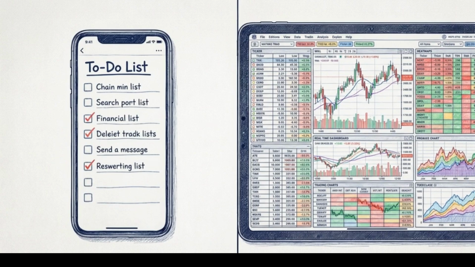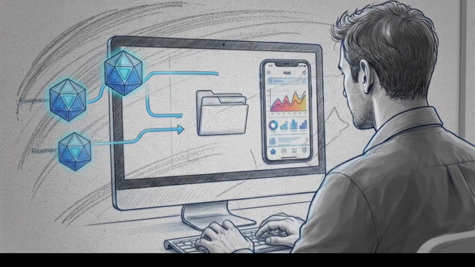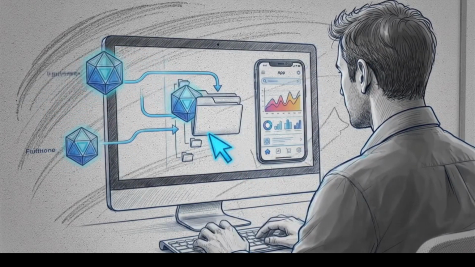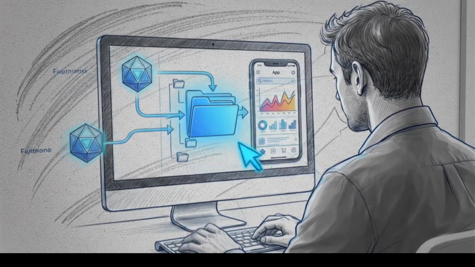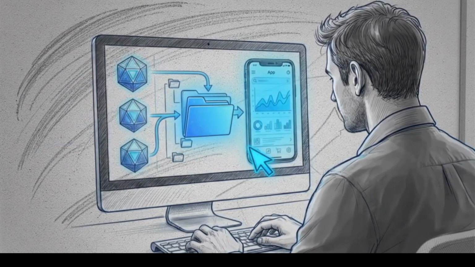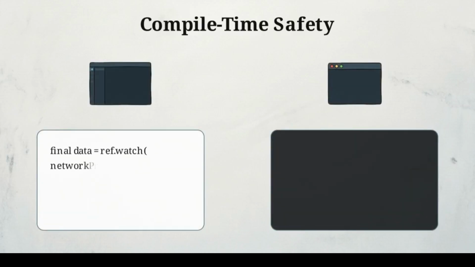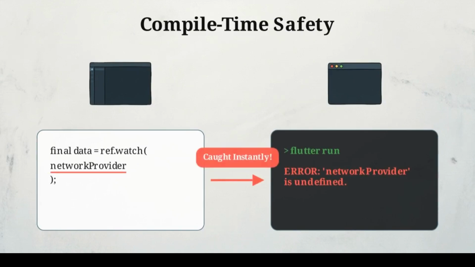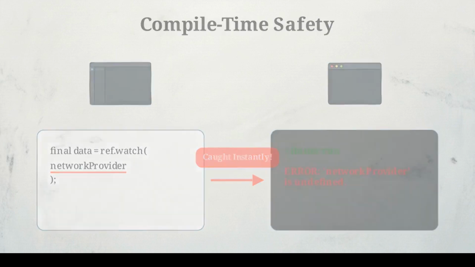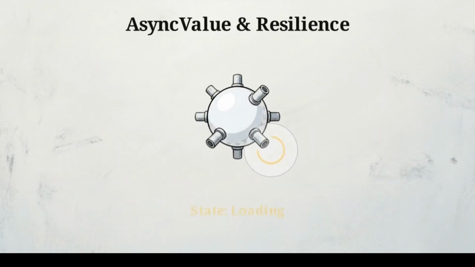Riverpod 3.0 was designed to solve those scaling issues, straightening out the dependency logic by moving state entirely outside the widget tree. Riverpod's primary advantage is compile time safety, eliminating runtime bugs by catching dependency errors before launch. It efficiently handles asynchronous data through AsyncValue, which automatically manages loading, error, and data states. Built-in network retries and caching significantly reduce manual plumbing for API-heavy apps.